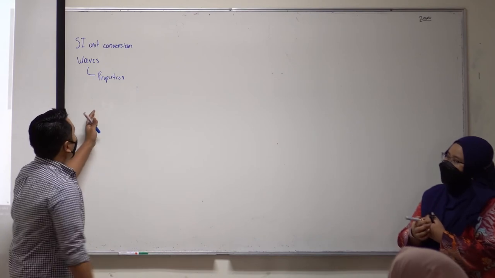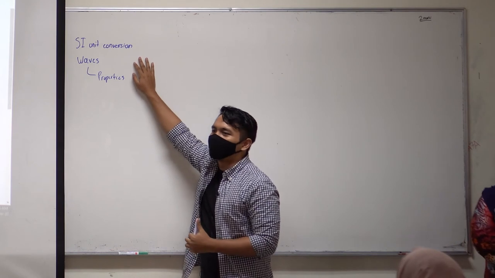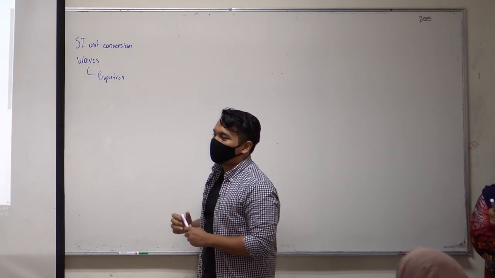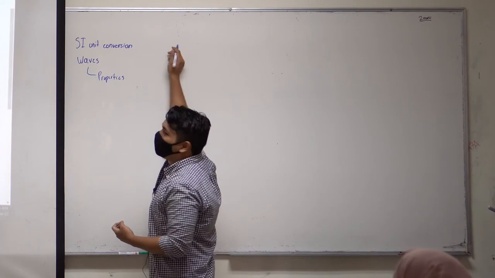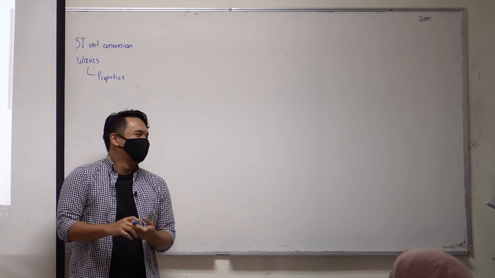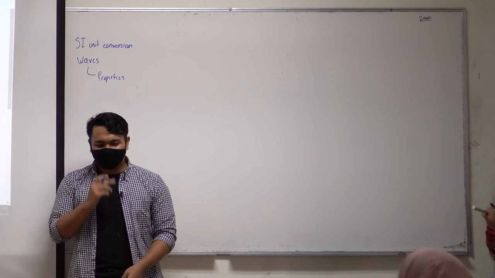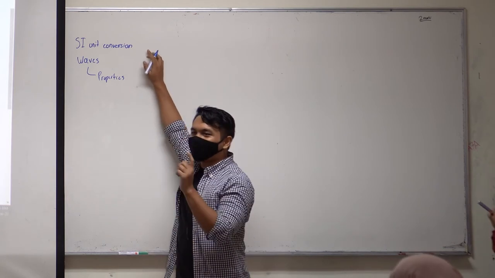So for SI unit conversion, it's very simple. We have gone through the SI units. There are 7, if I'm not mistaken. There's weight, time, what is that? Mass. I think there are 7 of them, but you guys can check back your notes.